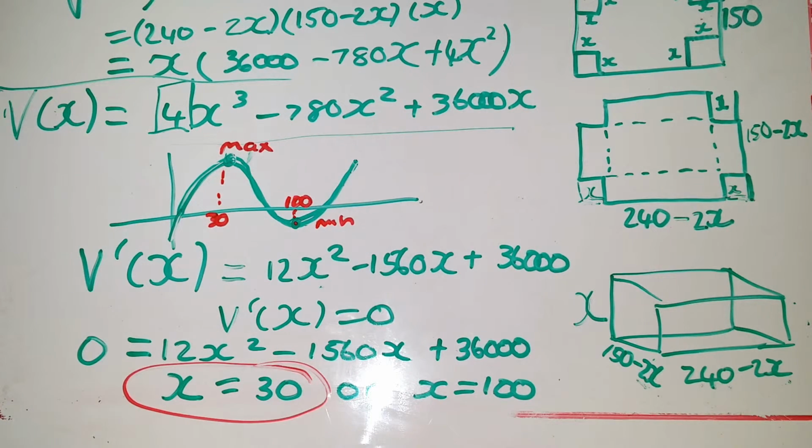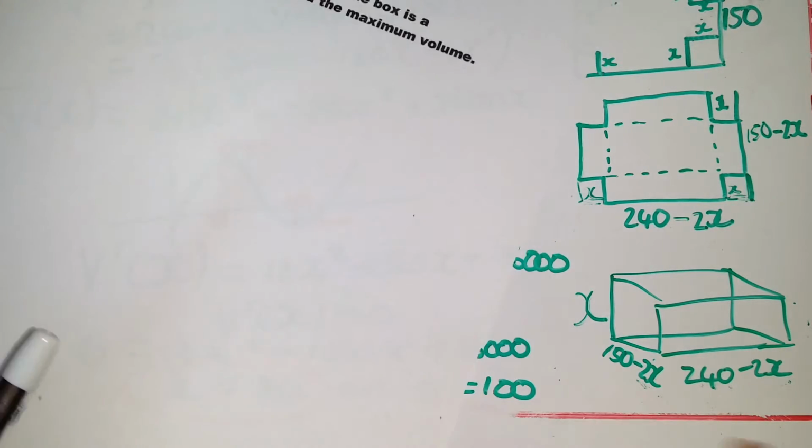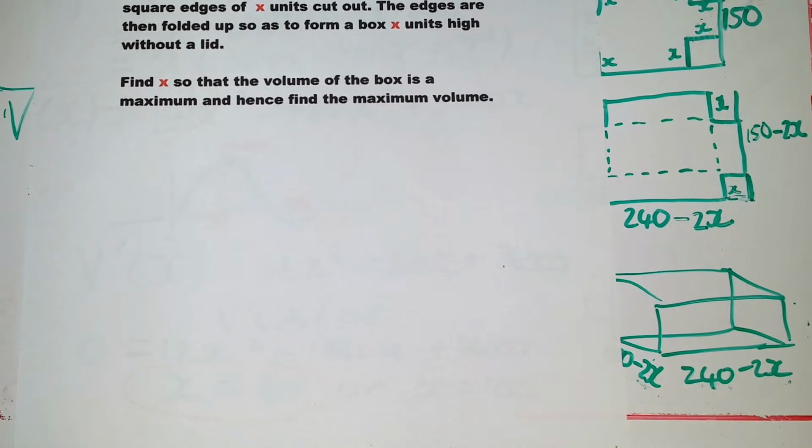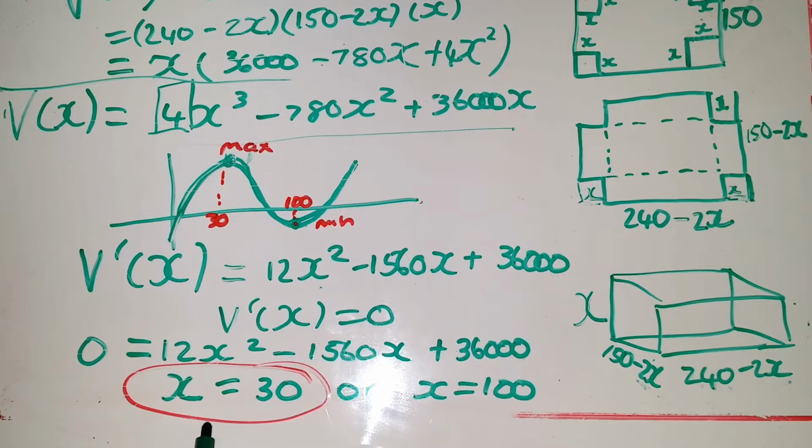Now the next part of the question says find x so that the volume of the box is a maximum, and hence find the maximum volume. We have found x. We have found the maximum value of x. And we need to substitute this value of x back into our expression for volume so that we can find the maximum volume of the box.